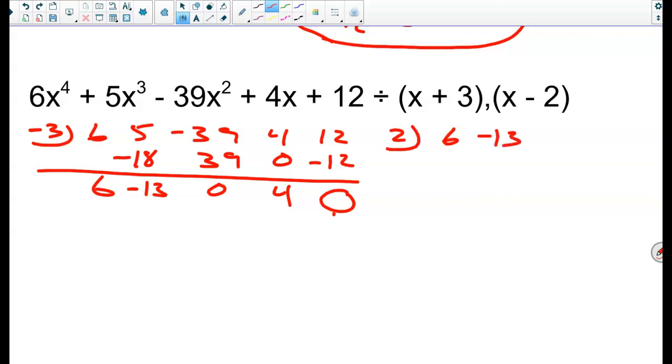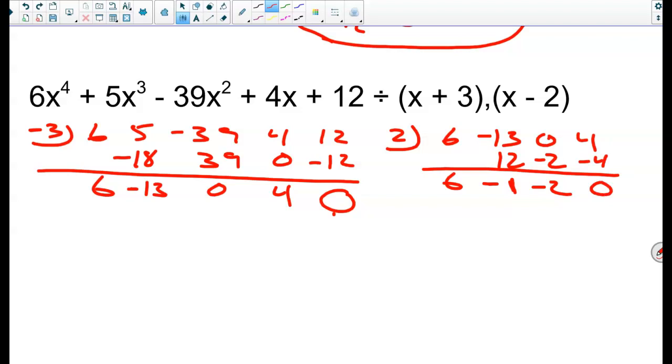6, negative 13, 0, and 4. Drop the 6, we get 12. That's a negative 1 times 2 is a negative 2. Negative 2 times 2 is a negative 4, and there's my 0. And now I'm going to factor 6x squared minus x minus 2. 3x and 2x. Doesn't make a lot of sense.